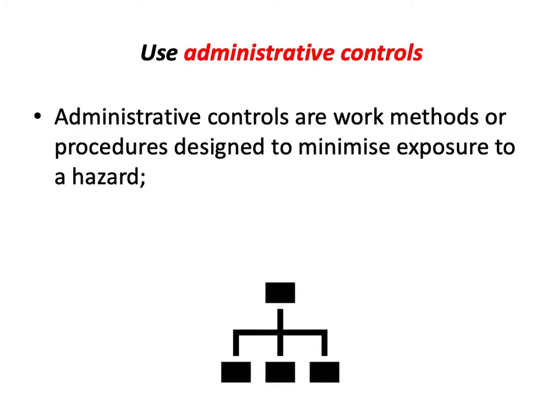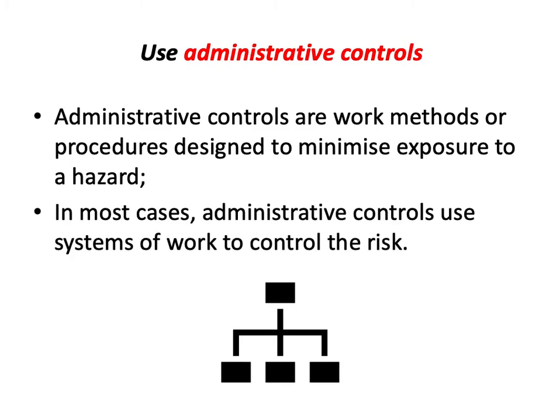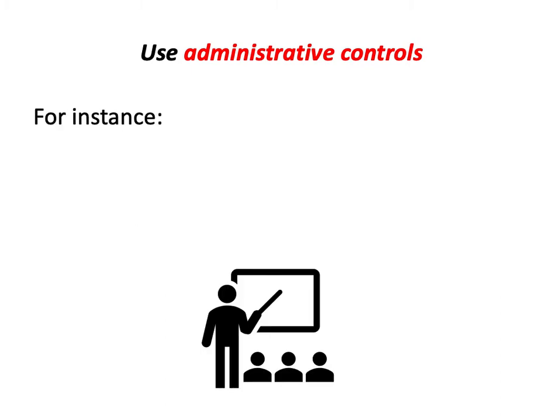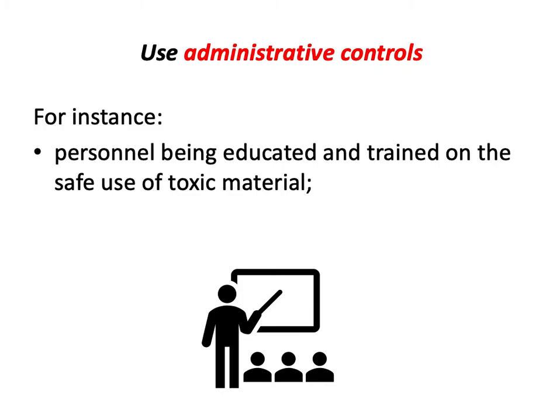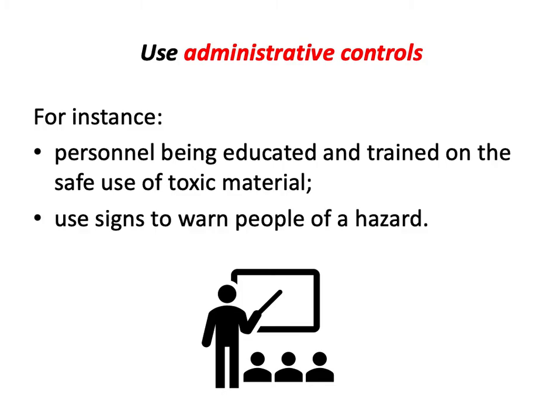Administrative controls are work methods or procedures designed to minimize exposure to a hazard. In most cases, administrative controls use systems of work to control the risk. For instance, personnel being educated and trained on the safe use of toxic material. Use signs to warn people of a hazard.